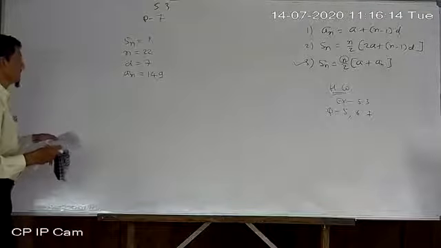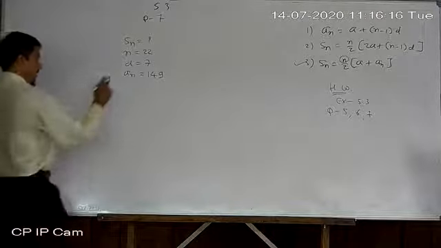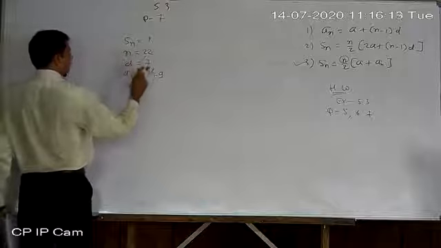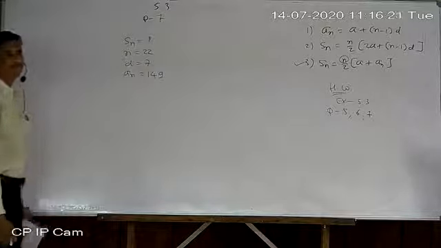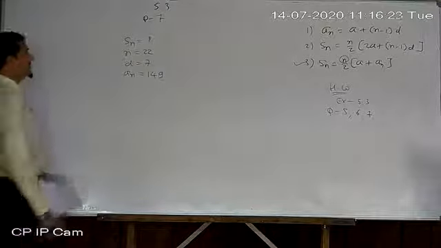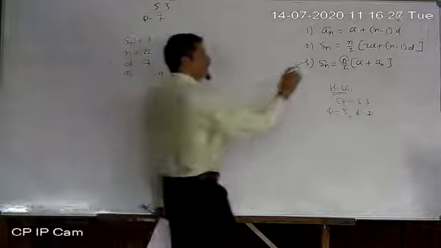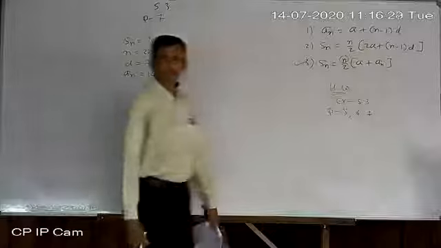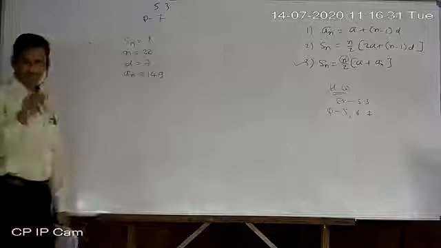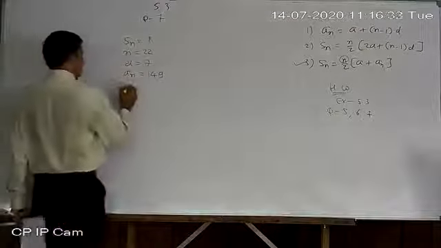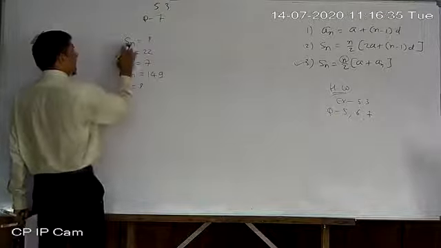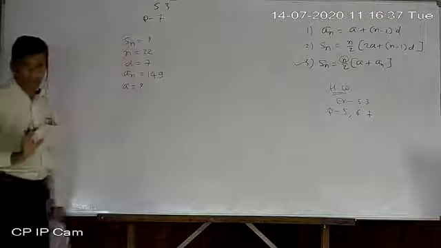So Sn is asked, d is given, n is given. Now Sn is asked, but Sn is not possible without A. So we have to find A also. After getting A only we will find Sn. Otherwise it is not possible.